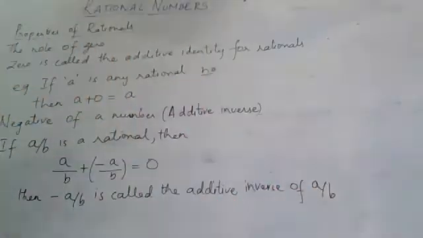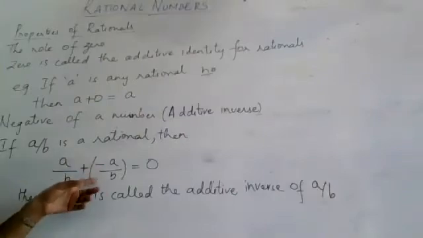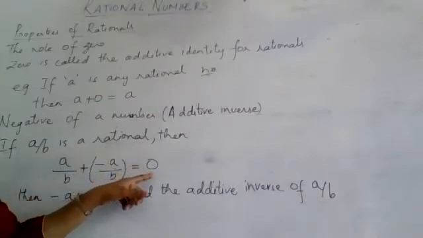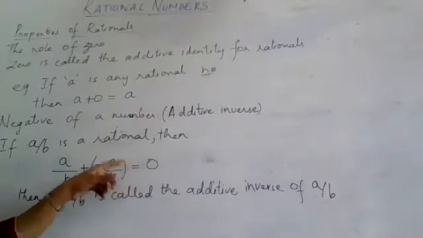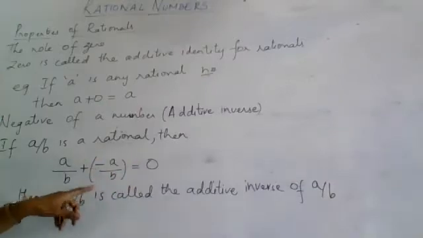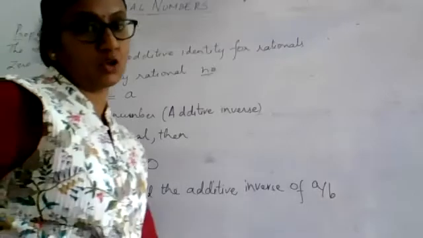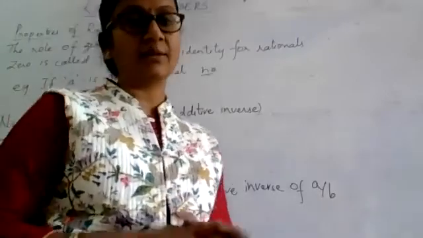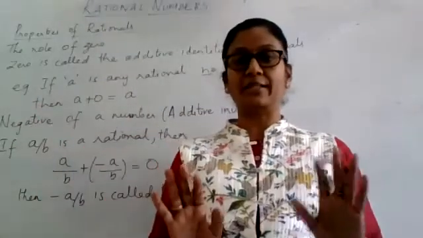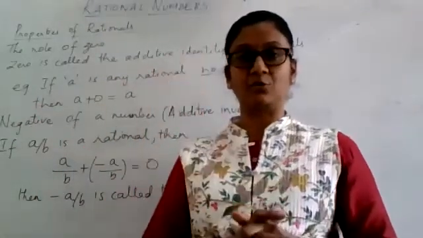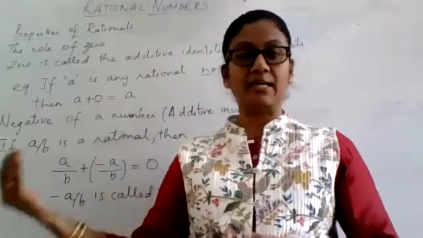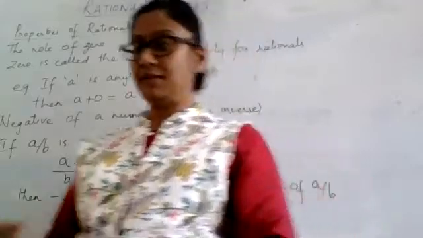If I take A by B as a rational number, then there exists negative A by B such that when I add A by B and negative A by B, I get 0. If this condition is valid, negative A by B is called the additive inverse of A by B. To write the additive inverse of any rational number, it is very simple: just introduce a negative sign to the given rational. The new rational you get is the additive inverse of the given rational.